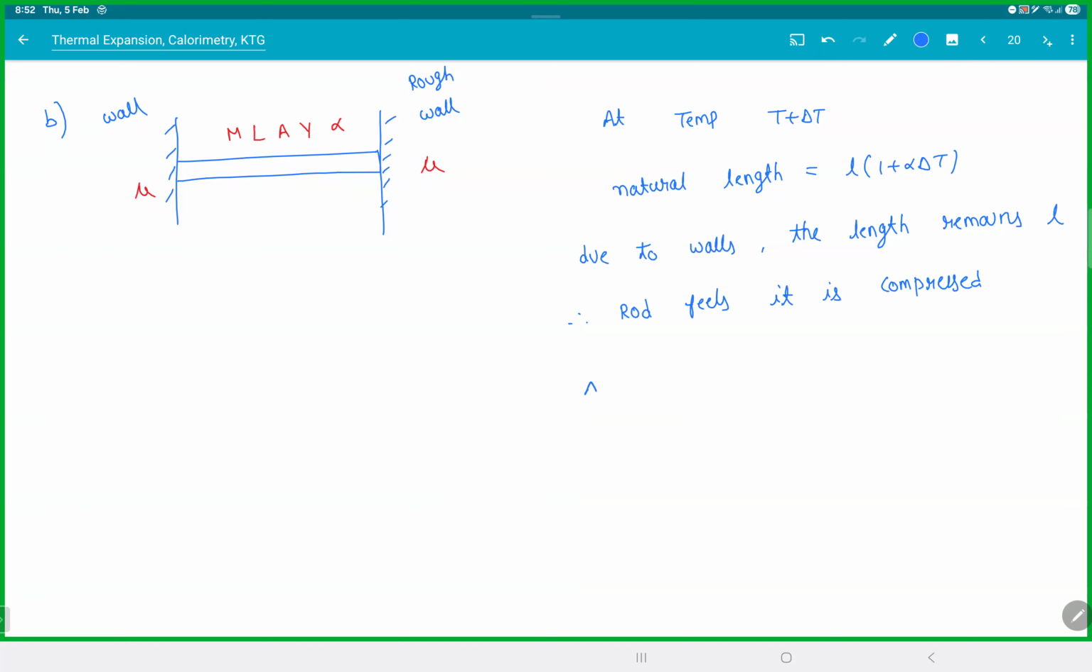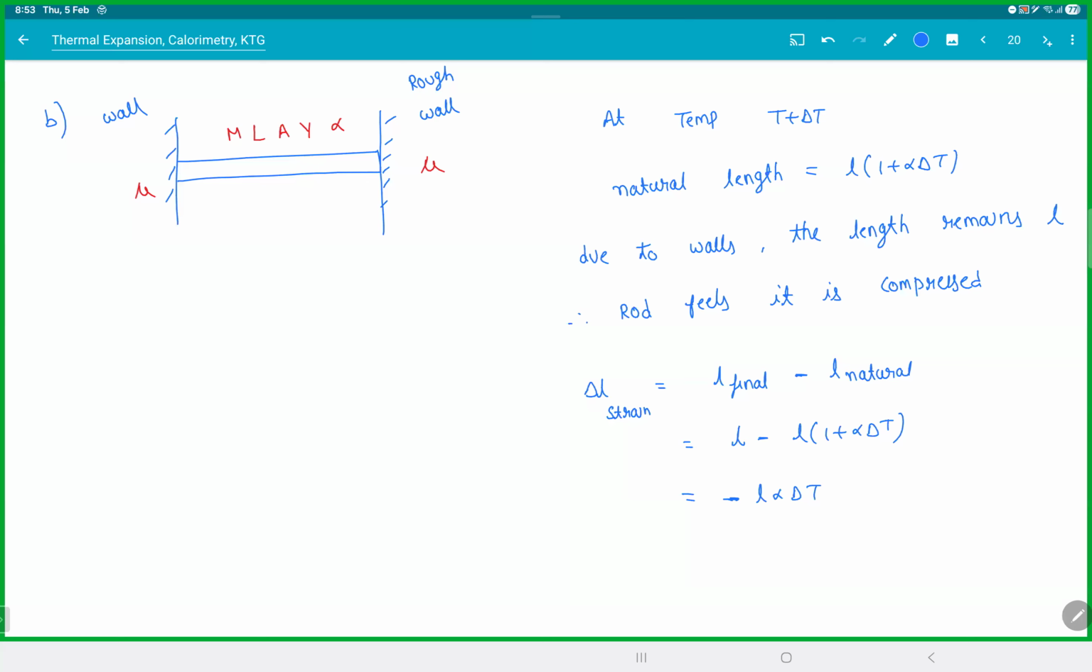So the change in length for strain, I'll just put the word strain here because I know the delta L can be confusing, will be your L final minus your L natural. So your L final was L and your L natural is L into 1 plus alpha delta T. So you end up with minus L alpha delta T. Minus indicates compression.